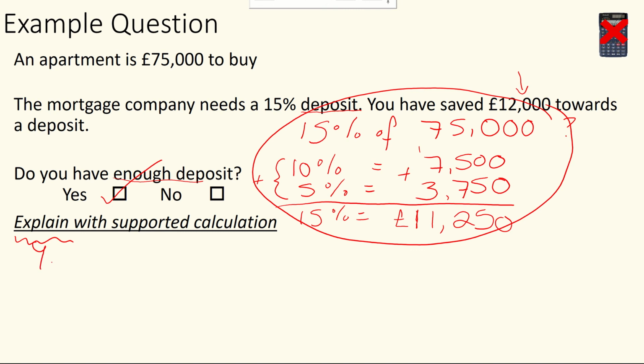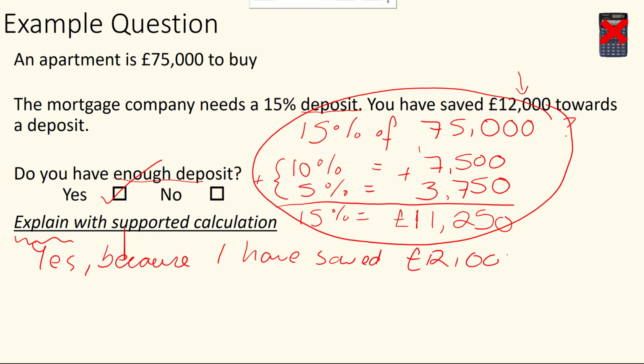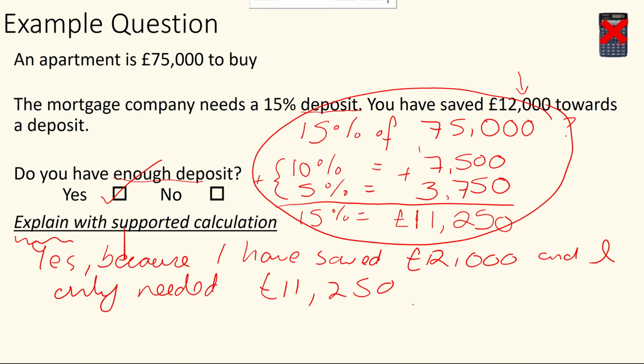So yes, because I have saved 12,000 and I only needed 11,250. That's your explanation.